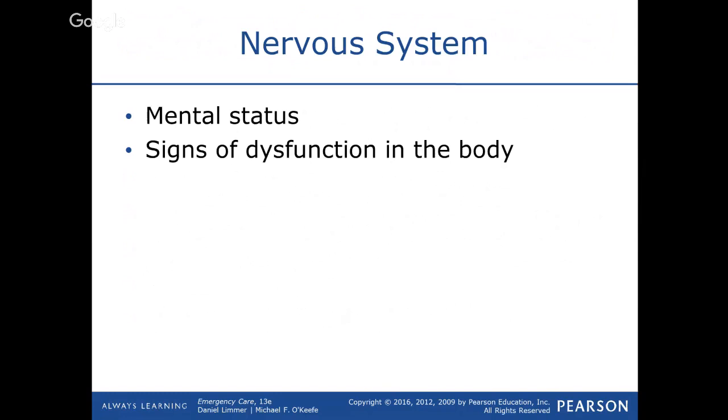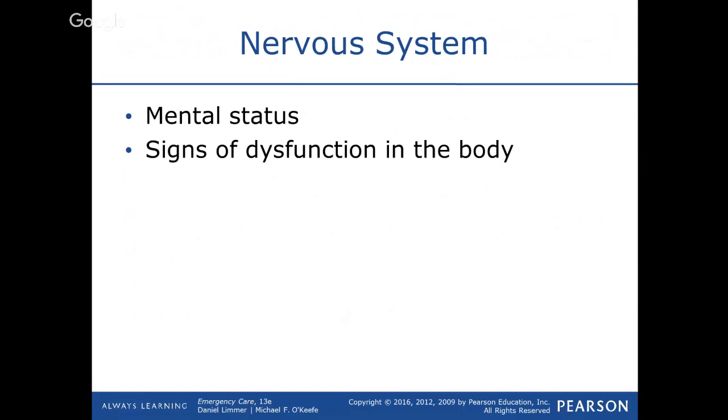Mental status, we've already talked about it. You're on the nervous system. Signs of dysfunction of the body. Changes in your mental status are always going to be due to lack of oxygen to the brain for whatever reason it is, or disease or drugs. So, signs of dysfunction in the body.